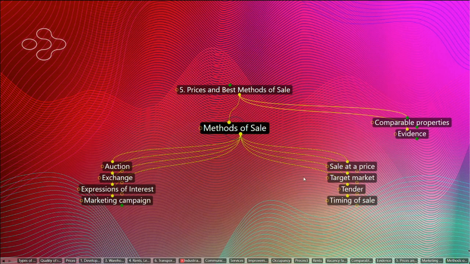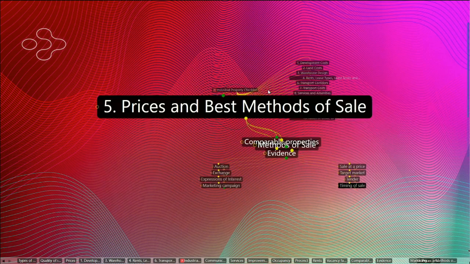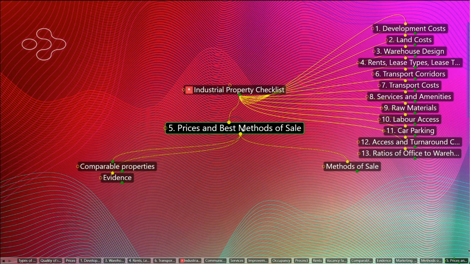Now, within the methods of sale, the other thing to think about here is the timing of sale. So, what will that be? Perhaps it's a time of year. Perhaps it relates to the business community in the area. Understand the variables. Make sure that you've got them all covered. So, they are the topics within prices and best methods of sale that apply to industrial property today, the industrial property checklist.